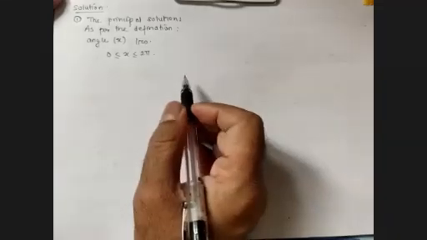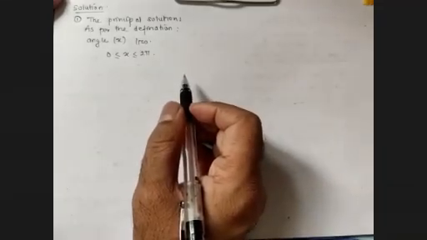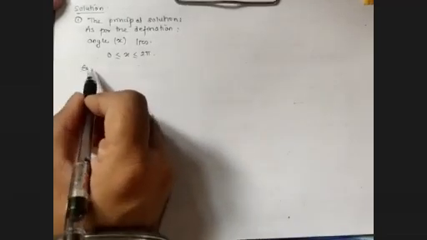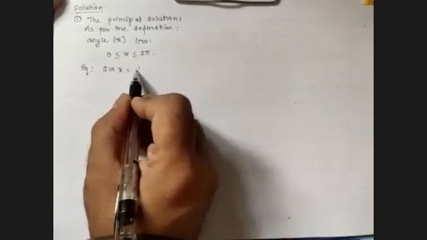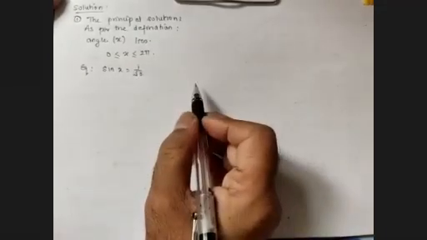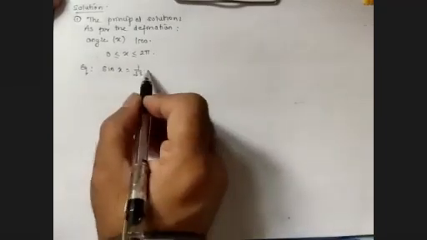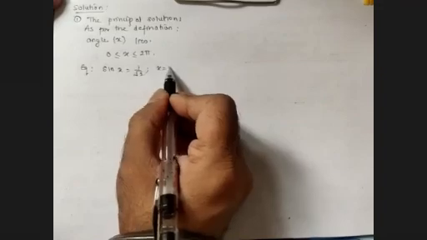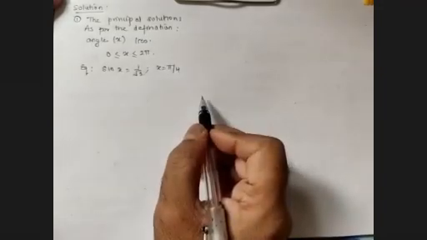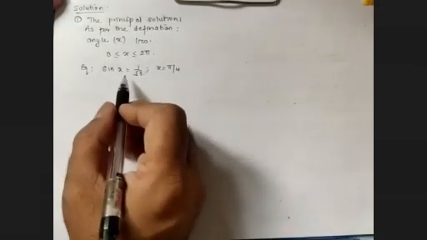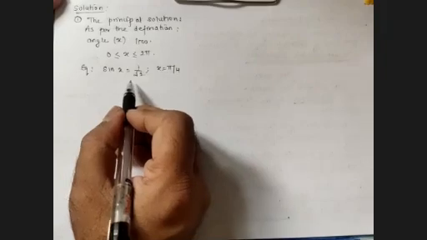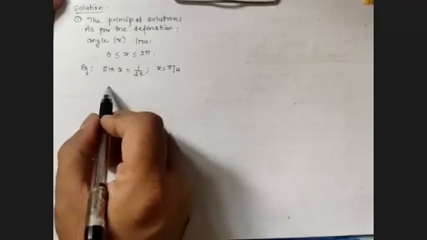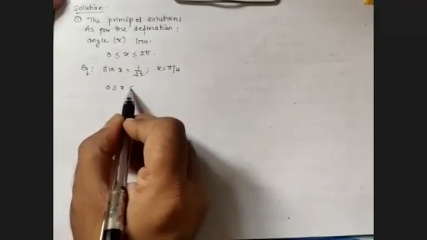For example, if I say sine x is equal to 1 by root 2, then x will be equal to pi by 4. So this pi by 4 is one of the solutions which lies between 0 and 2 pi.